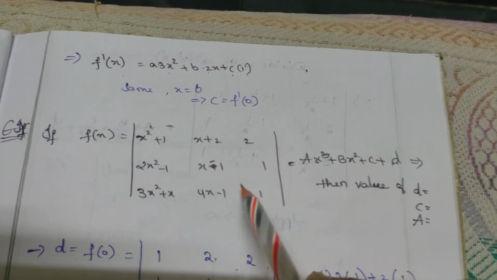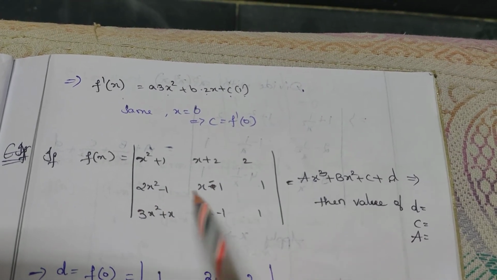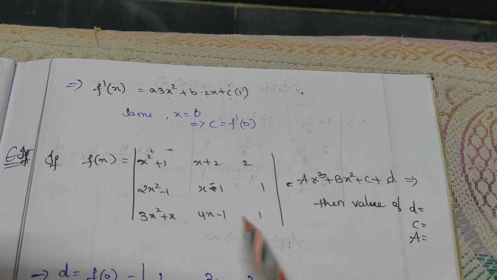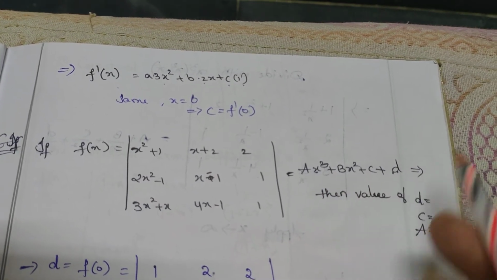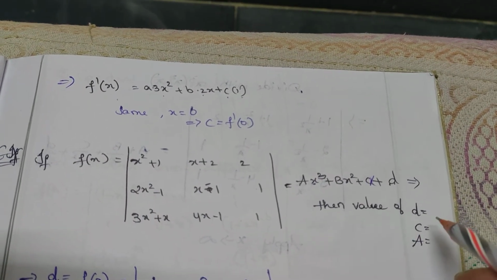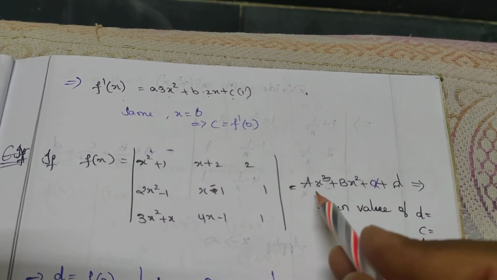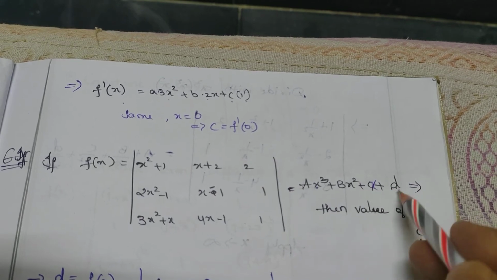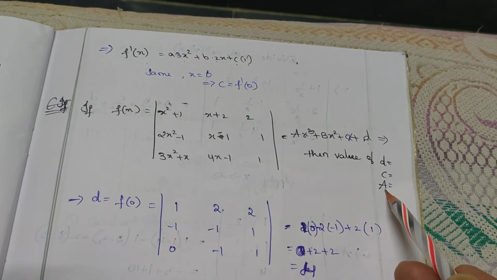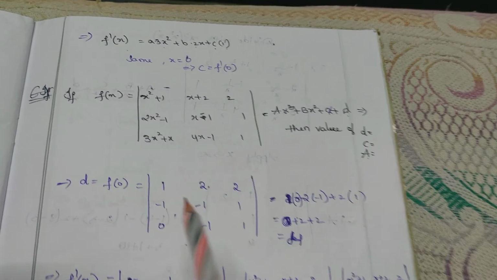Based on this, take one question. Here f of x is a determinant they have given: the determinant with rows x square plus 1, x plus 2, 2; 2x square minus 1, x minus 1, 1; 3x square plus x, 4x minus 1, 1, is equal to ax cube plus bx square plus cx plus d. Then find the values of d, c, a. Here a is the highest degree coefficient, c is the coefficient of x, d is the constant. I will explain how to find a later, because I haven't explained the highest degree coefficient yet. First find out d and c.